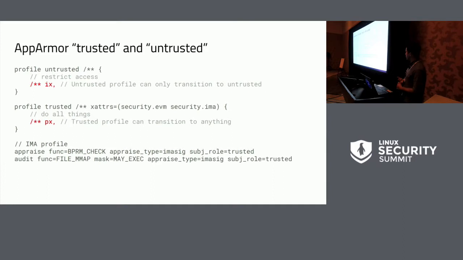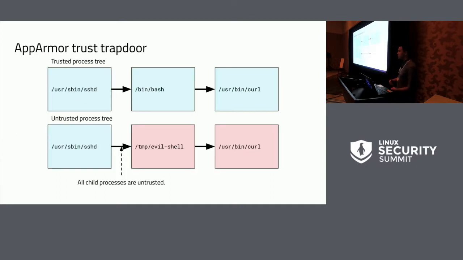A really cute trick here is the differences in these transitions. Untrusted, I believe, is like inherited transitions. But essentially, untrusted is only allowed to transition to untrusted. Trusted is allowed to transition to anything. Why this is really important is because if you think about all the binaries that we ship, everything is signed, right? Curl is signed, cat is signed, whatever. So what those cute transitions do is create a trust trapdoor.